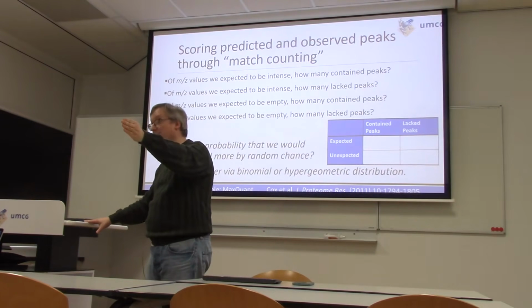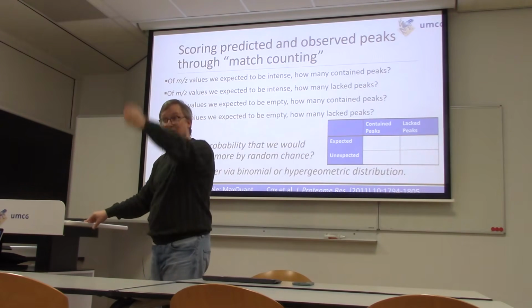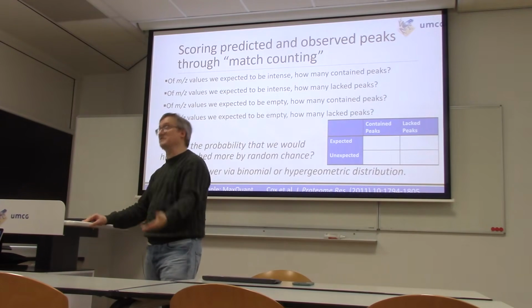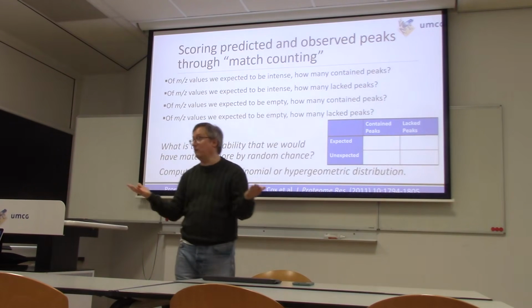It's also possible, however, that I predict that at position 284 there is a peak, but there isn't one there. That's a miss. So I predicted that there should be an intensity there, but there wasn't one. That's a fail.